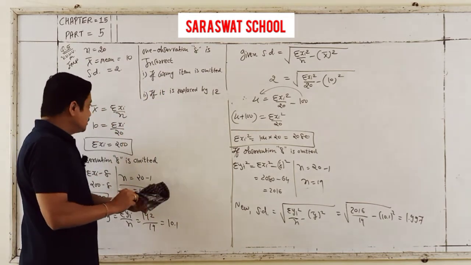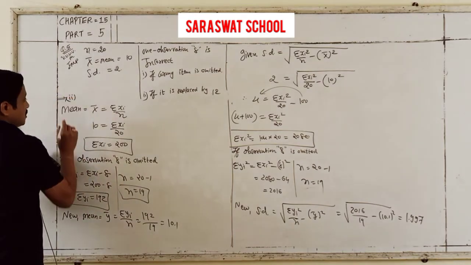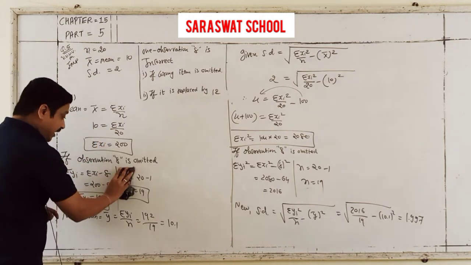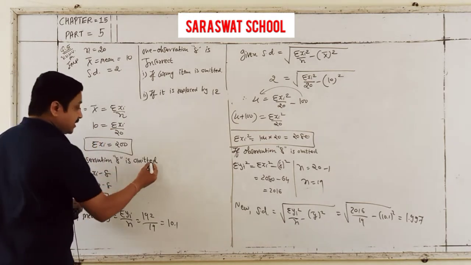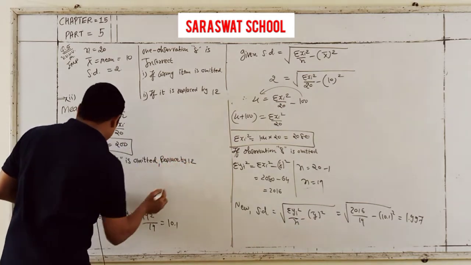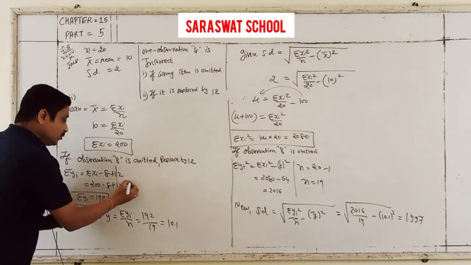So in the second one, students, this process is the same. Here start your second question. Write down that 8 is omitted and replaced by 12. So here 8 is omitted but replaced by 12. So it is 204.